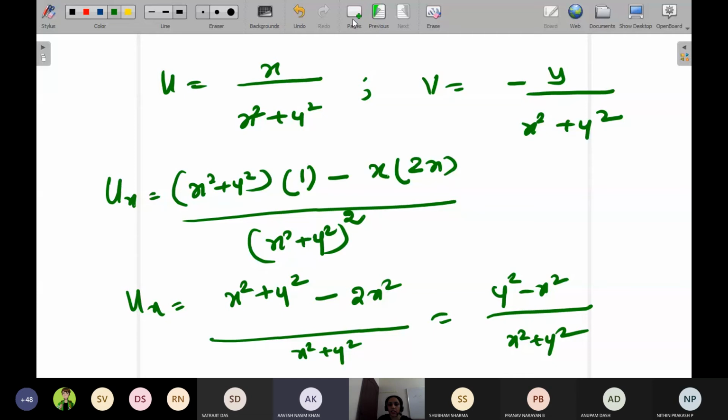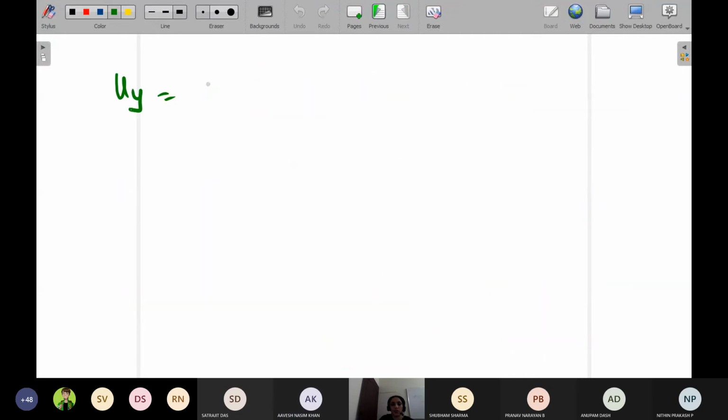Now we will check uy value. What was my u? U is x by x square plus y square. Now I have to find uy. Uy is partial differentiation with respect to y. So here we have a differentiation only in the denominator. So directly also you can do it, or you can even use u by v form, whichever form you want you can use. So I can even do it directly.